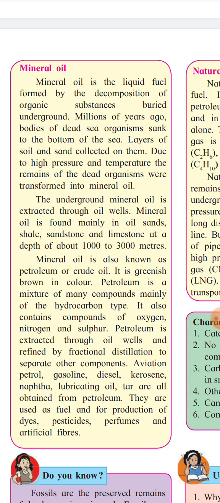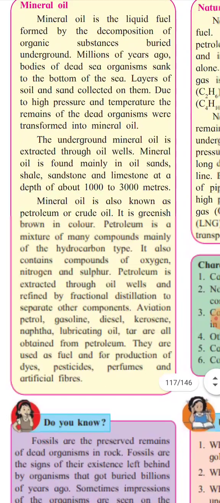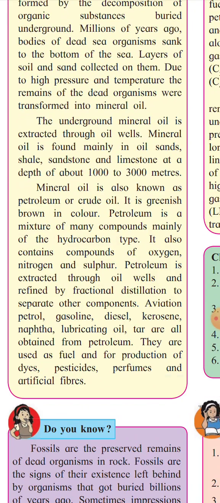Petroleum is extracted through oil wells and refined by fractional distillation to separate its components, as per the distillation process we learned in the previous lesson. Aviation petrol, gasoline, diesel, kerosene, naphthalene, lubricating oil and tar are all obtained from petroleum. They are used as fuel and for the production of dyes, pesticides, perfumes and artificial fibers.